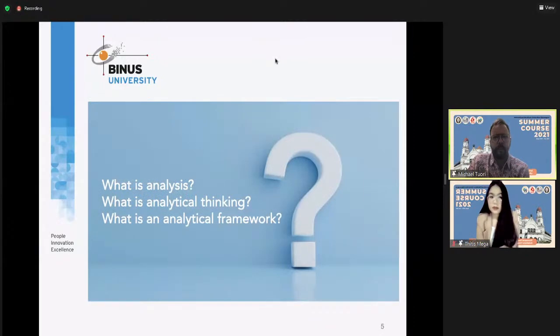So next, I usually spend some time to talk about what is analysis and what is analytical thinking and what is an analytical framework. I'm not going to spend too much time in the discussion because maybe you've done analysis in different fields and maybe not in business, but we do it the same way, whether it's international relations or whether it's business or whether it's science or engineering. We do analysis the same way.